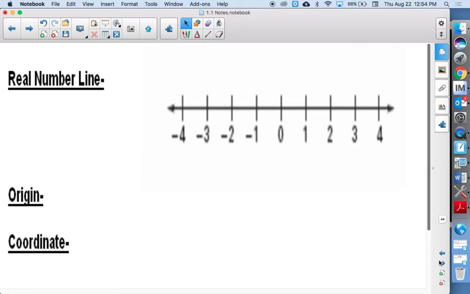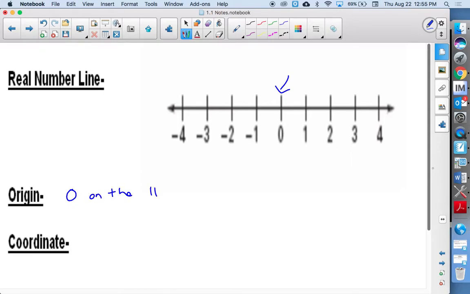All right. And here we have a number line, and you're going to work with some number lines for homework tonight. Okay? It's just numbers from left to right here. Who knows what is another name for 0 on a number line? What else can we call 0 on our number line? It's the origin, okay? It's 0 on the number line.